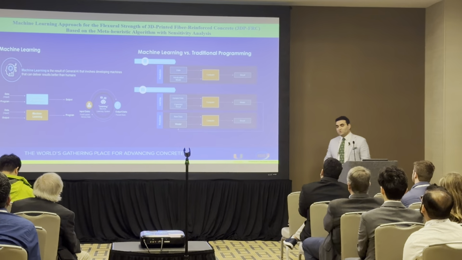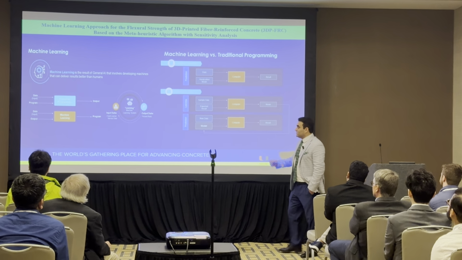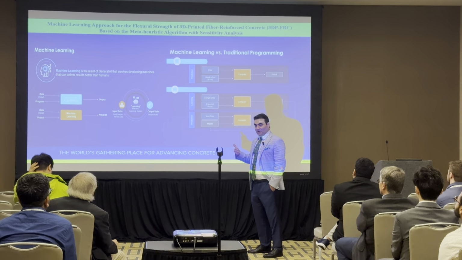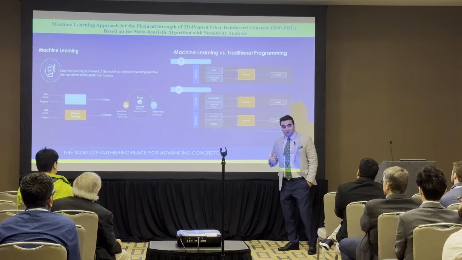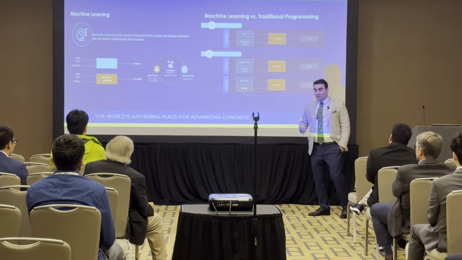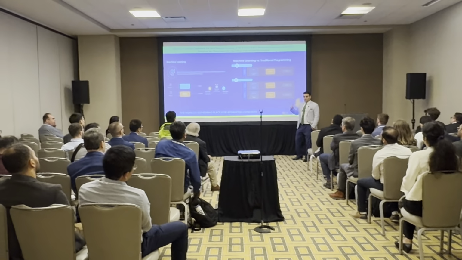What is the difference between machine learning and old programming? In machine learning, we have the data and we have the output, and then we use machine learning to create a program. But for traditional programming, we have the data and we have the program, and then we get the output.